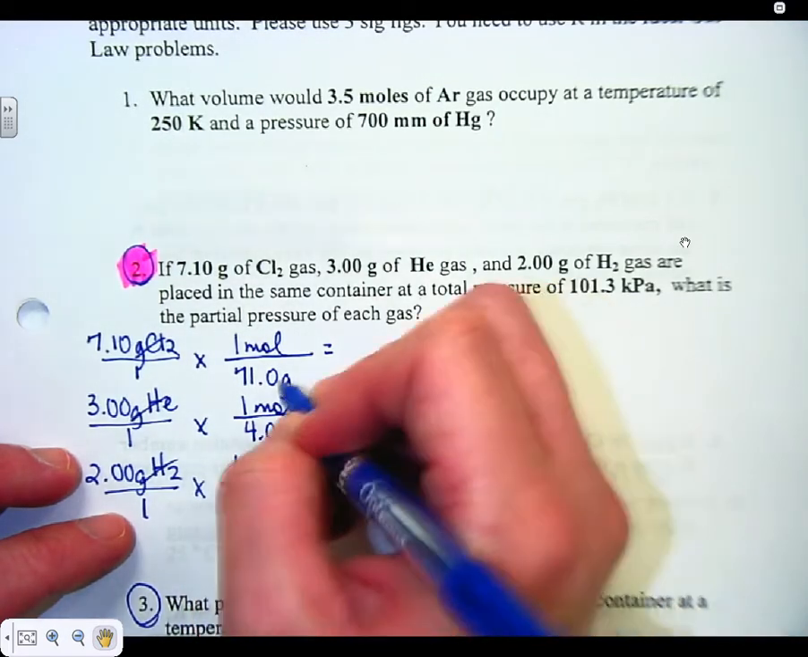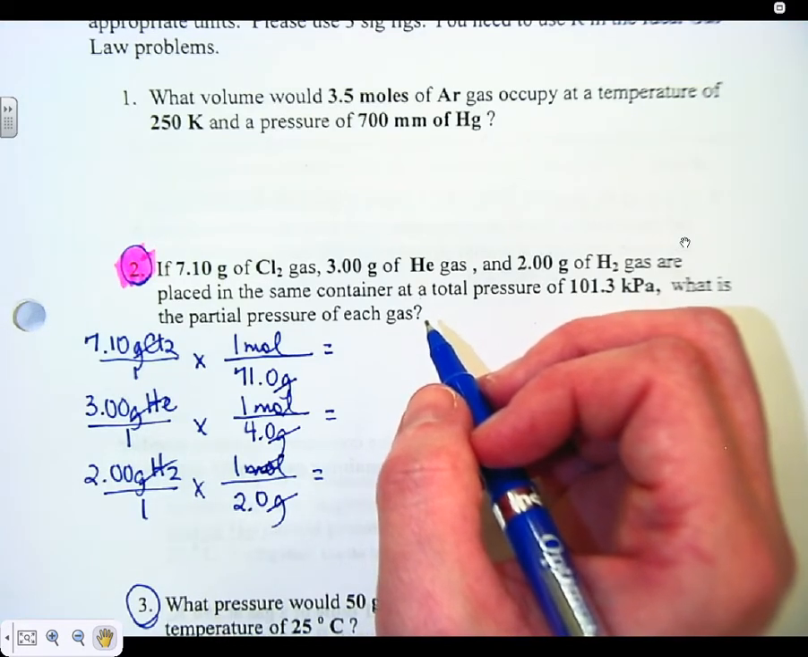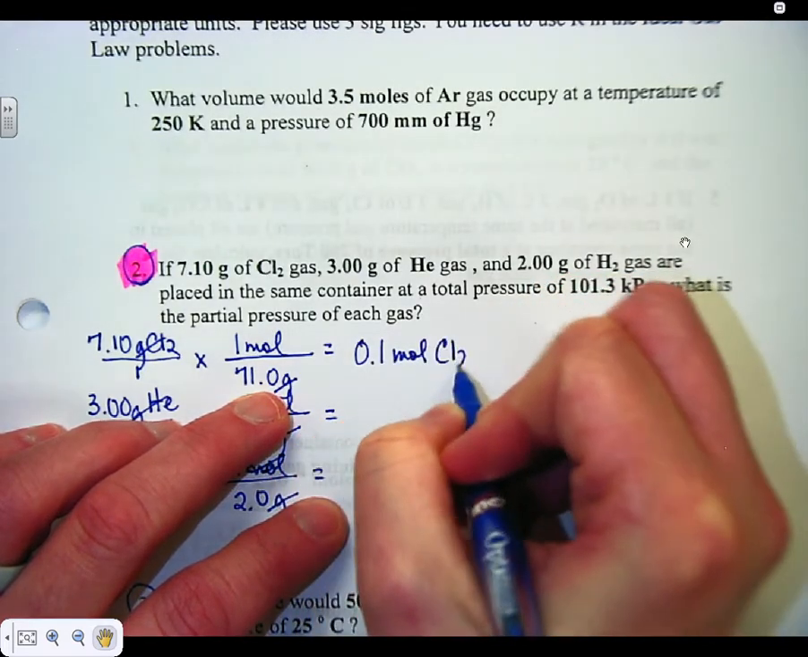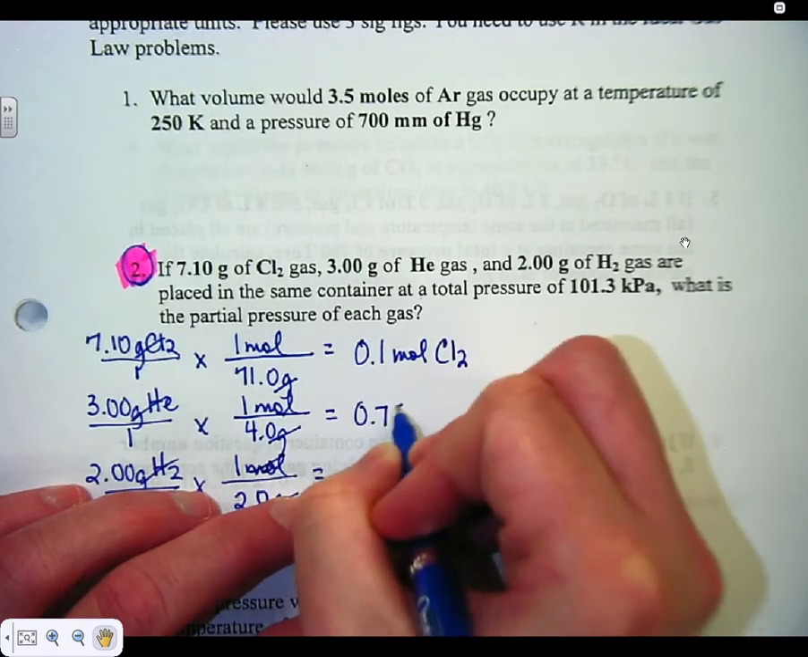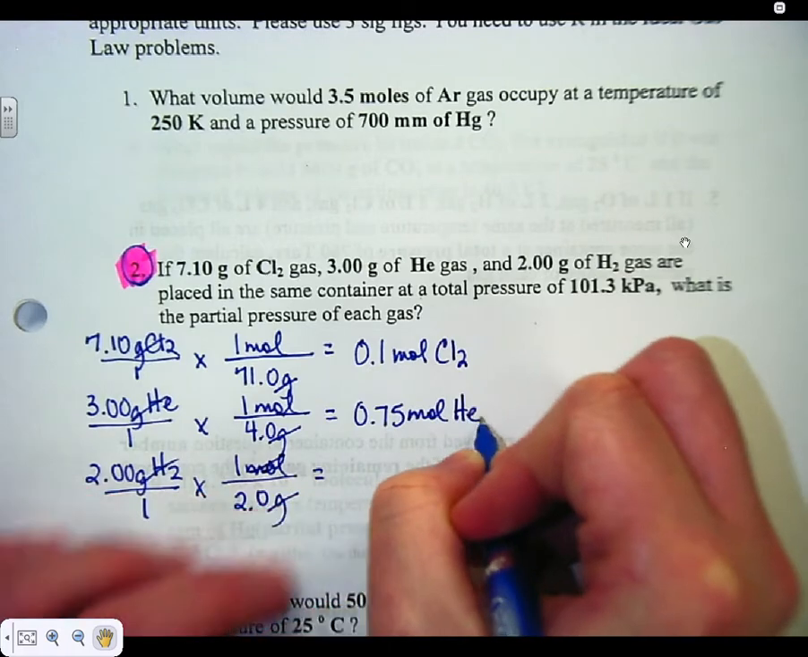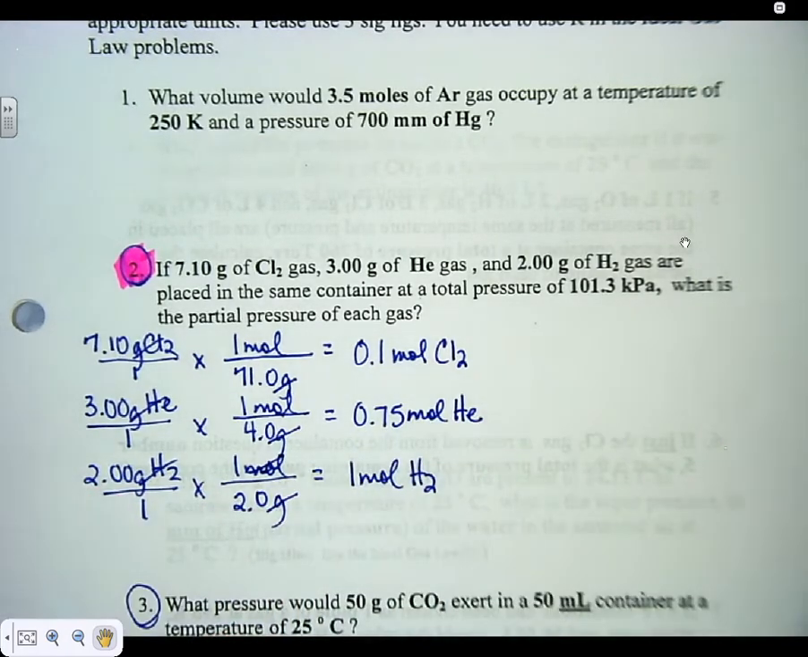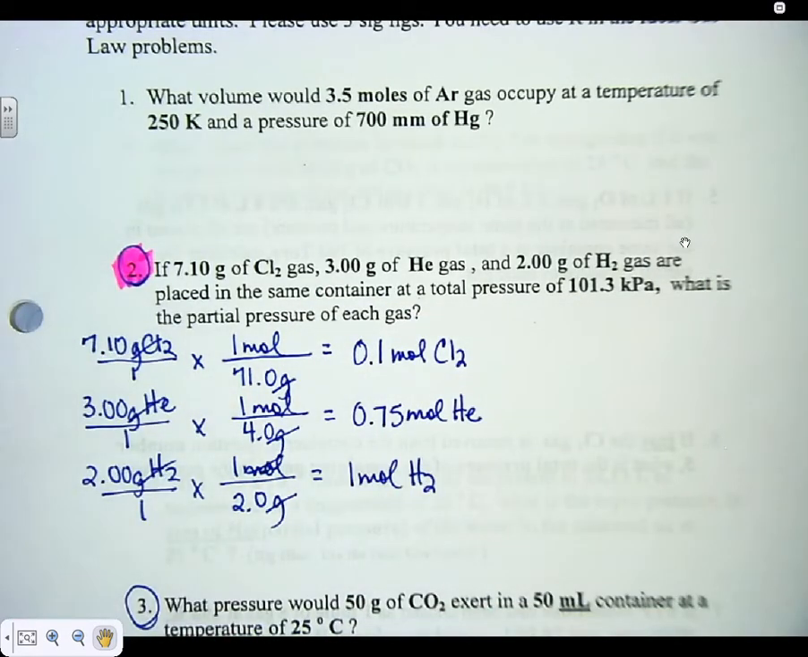All right, so in the first one, 7.1 divided by 71 gives us 0.1 moles of Cl2. 3 divided by 4 gives us 0.75 moles of He. And then 2 divided by 2 gives us 1 mole of H2. So now what we need to do is find our total number of moles and then use that to determine the percentage of each gas in this mixture.